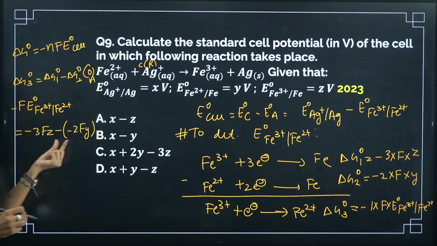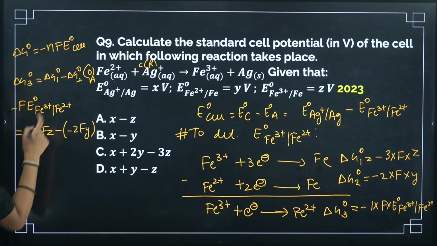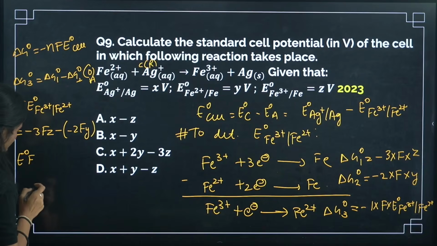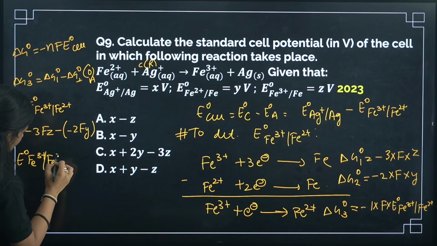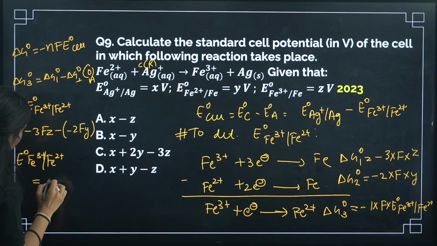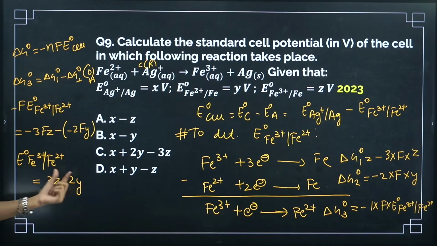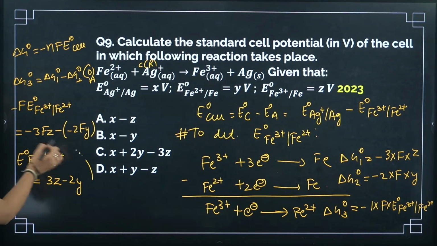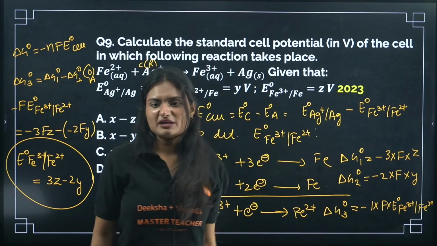Now we have the Faraday constant in this complete equation, so I'll cancel it and my answer will come out: E naught for Fe3 positive to Fe2 positive will be equal to 3Z minus 2Y. That is the value I am looking for. If I substitute this value here, I will get my final answer.